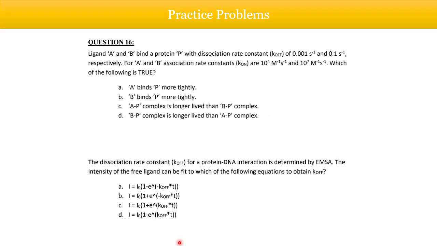Okay, I have two more questions. Let's see. Ligands A and B bind a protein with dissociation rate constants K off of 0.001 second inverse and 0.1 second inverse respectively. So the K off rate is given. For A and B, the association rate constants are 10 to the power 4 molar inverse second inverse and 10 to the power 7 molar inverse second inverse. Which of the following is true over here? A binds P more tightly, B binds P more tightly, AP complex is longer lived than BP, or BP complex is longer lived than AP.